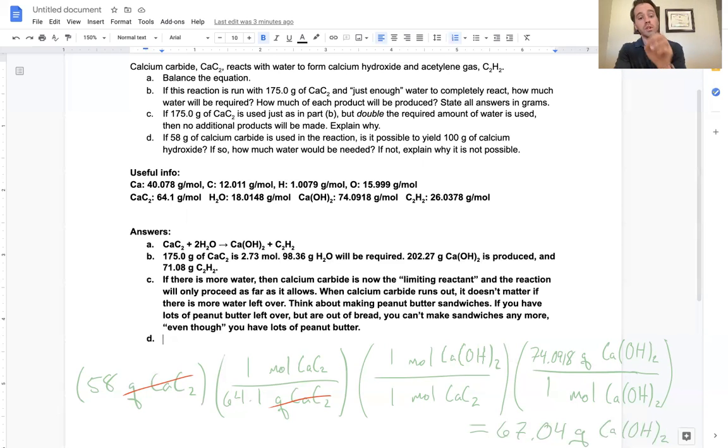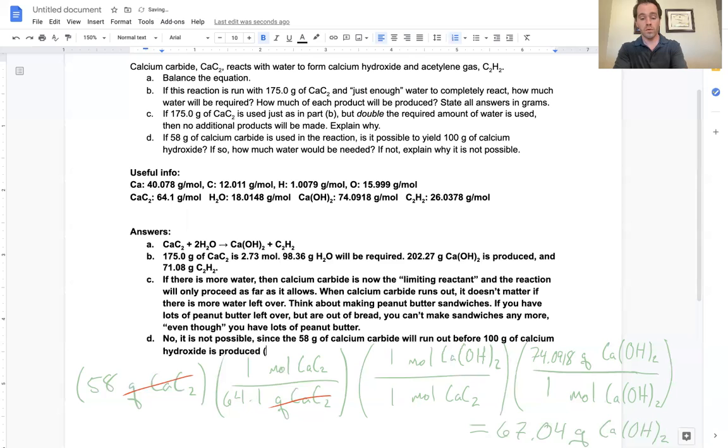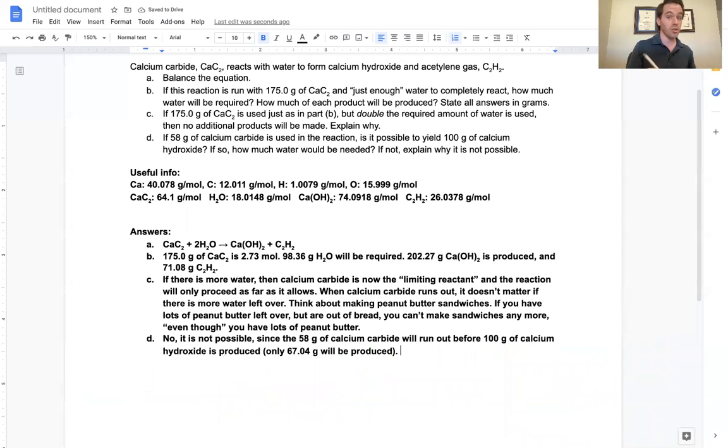So the question was, if 58 grams of calcium carbide is used in the reaction, is it possible to yield 100 grams of calcium hydroxide? The answer is no. It is not possible, since the 58 grams of calcium carbide will run out before 100 grams of calcium hydroxide is produced. Only 67.04 grams will be produced. You usually want to give some evidence that you worked out the actual answer instead of just taking a guess and hoping that you're right. So this is how you answer this question all the way down to the bottom.